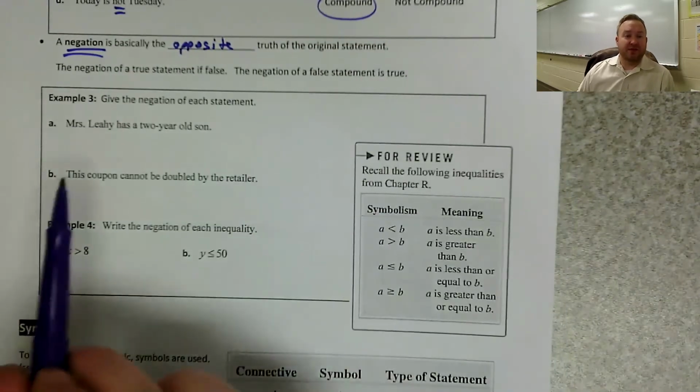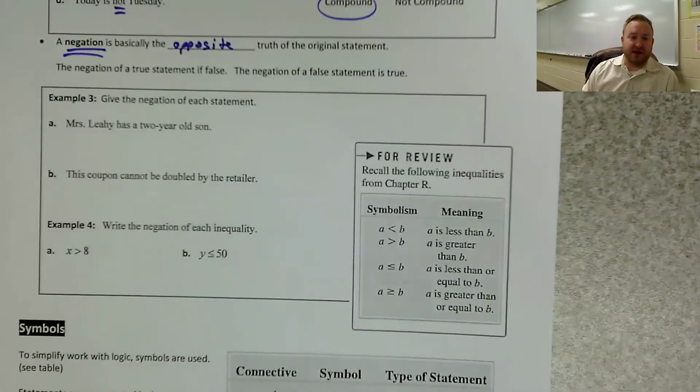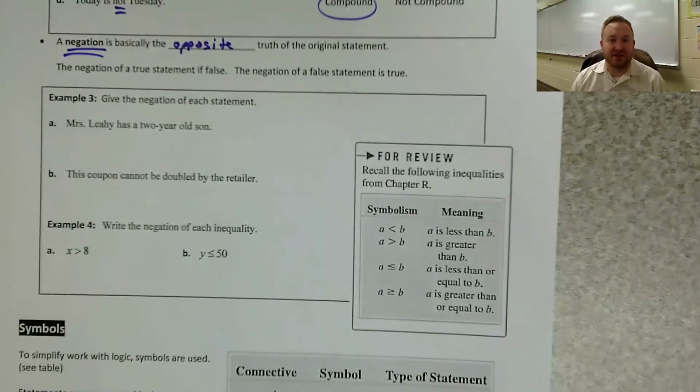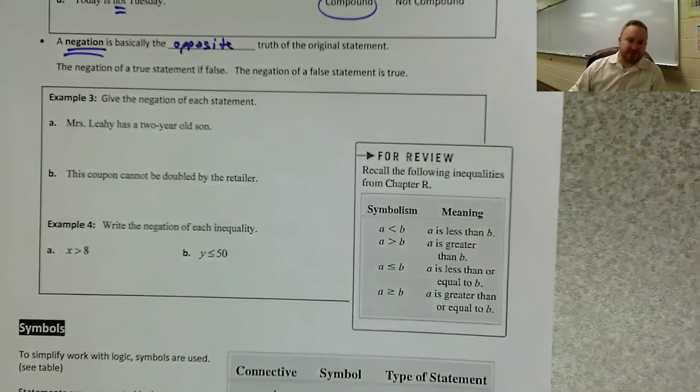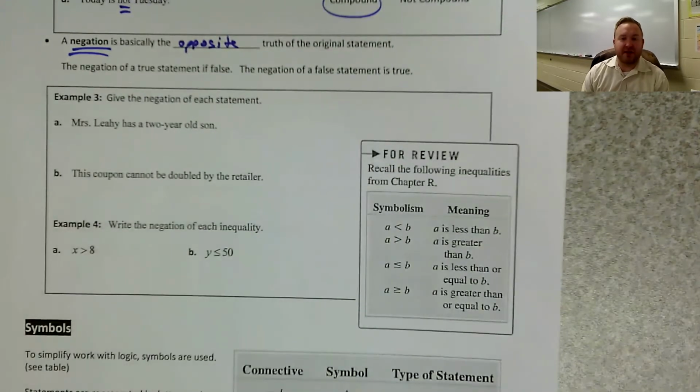All right, so we're going to give the negation of each of these. I'm not going to write these down, I'm just going to say them. Mrs. Leahy has a 2-year-old son. I need to update these notes so they don't say Mrs. Leahy anymore. I need to make it so they say Mr. Thompson. I don't believe Mrs. Leahy does have a 2-year-old son. She has a son, but I don't think he's 2 years old. Anyways, the negation of that statement would be Mrs. Leahy does not have a 2-year-old son. Easy enough. This coupon cannot be doubled by the retailer. The negation of that would be just the statement of the opposite meaning. This coupon can be doubled by the retailer.